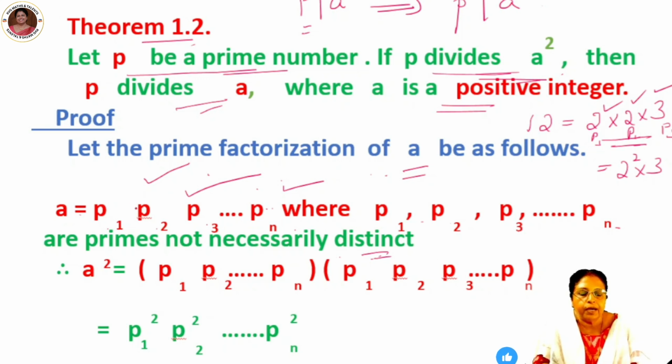So we are factorizing a like this. Then what is a square? a square is p1 p2 ... pn times p1 p2 p3 ... pn. You understood that. Then you can write it like this. In the same way you can write p1 square, p2 square, ... pn square. See, in the theorem, we are given p divides a square, and we have to prove that p divides a.